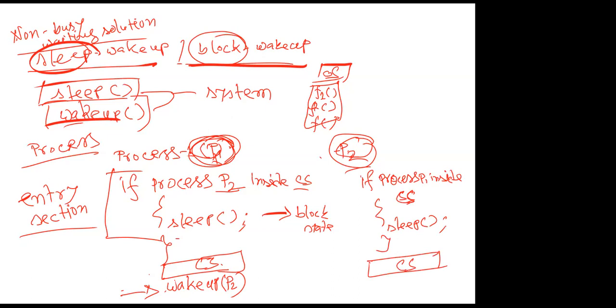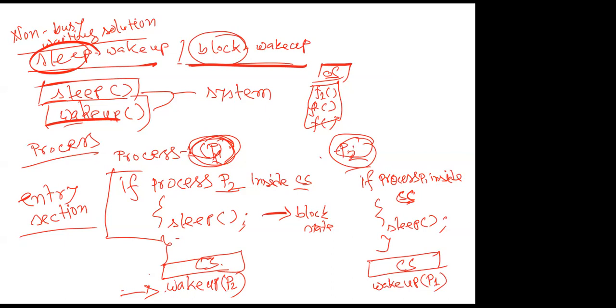Let's check another process. Another process calls this wake up. The entry level code is done, and the exit level code is wake up. It will call this wake up function, and which process will it wake up? It will wake up the other process P1. P2 will wake up process P1, and P1 will wake up process P2.